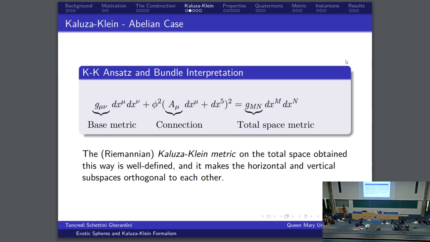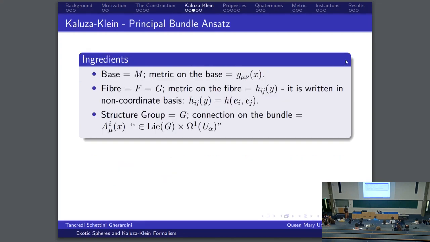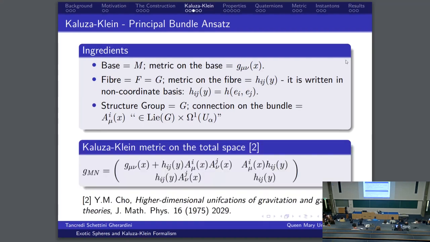Now, the idea would be to actually use the same technique for exotic spheres. So start from lower dimensional ingredients and build up a metric on the total space. I'll first review the principal bundle case because it gets us closer to where we want to get. Now, the ingredients here are quite simple. You have some metric on your base space. You have some metric on your fiber, just for convenience I'm giving it in a non-coordinate basis. And then you have some connection on your bundle, which for us physicists is just a gauge field. And you can combine these 3 ingredients in such a way, and what you see here is a well-defined metric on the total space of your bundle.